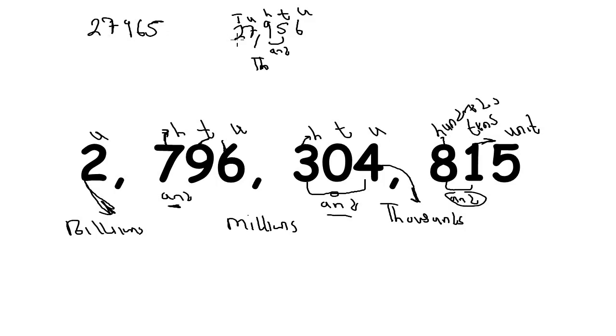So that will be 27,000. Okay, 27,000. You can see two tens. Okay, 27,900. Then all the way to the end.